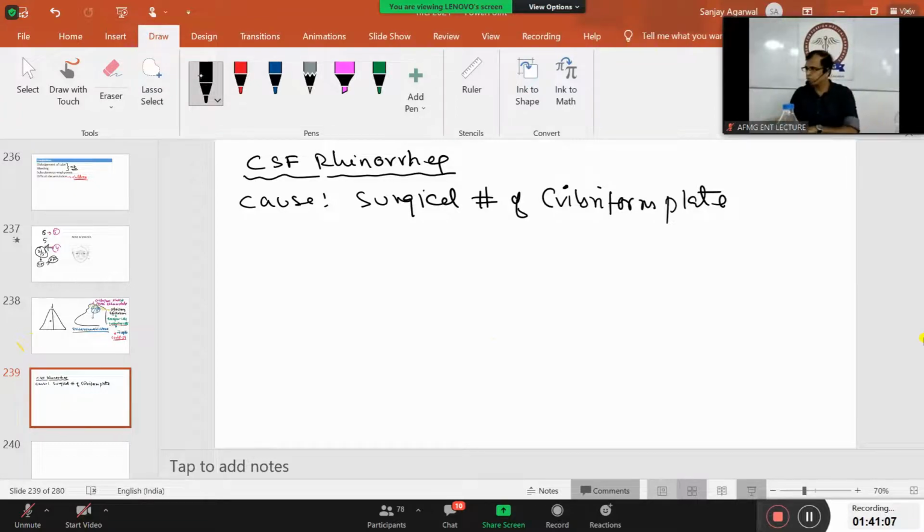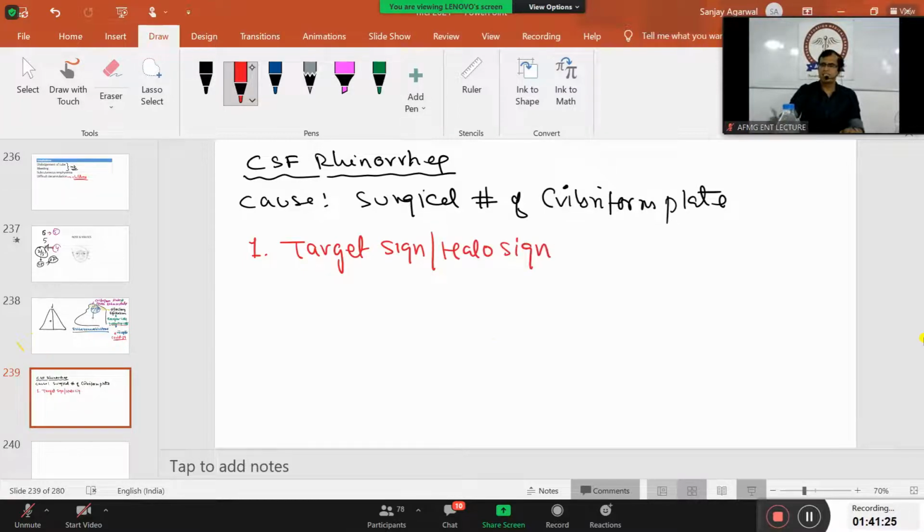Most of this is not useful for you. I'll give you three important things that happen, which are very, very important. Number one, CSF has a sign called target sign, which is also called halo sign. This sign is seen in CSF, it is not seen in nasal discharge. This is point number one.